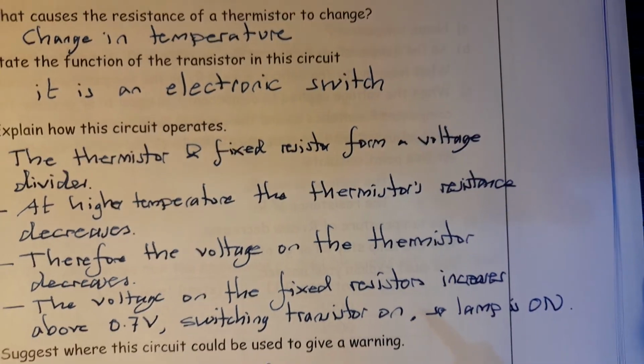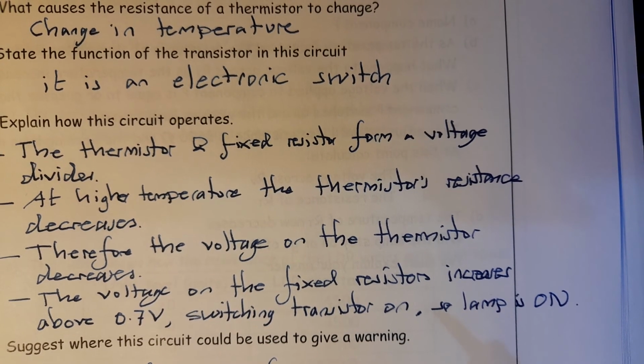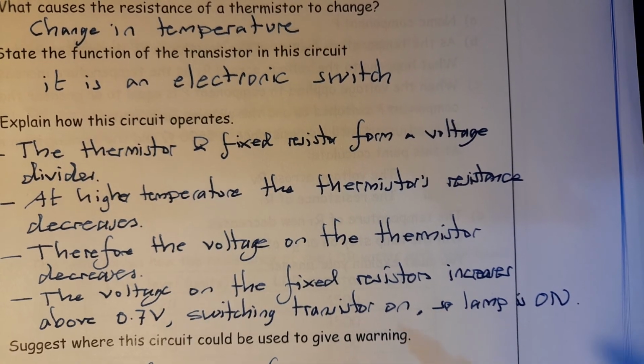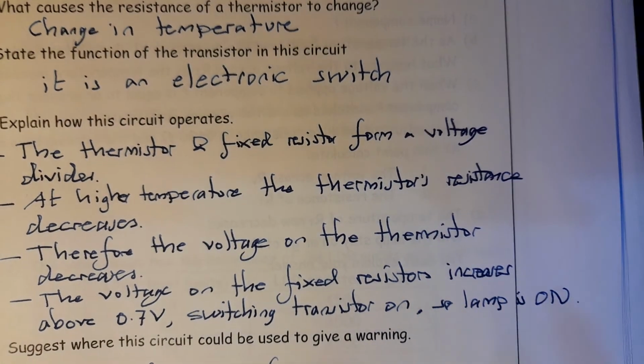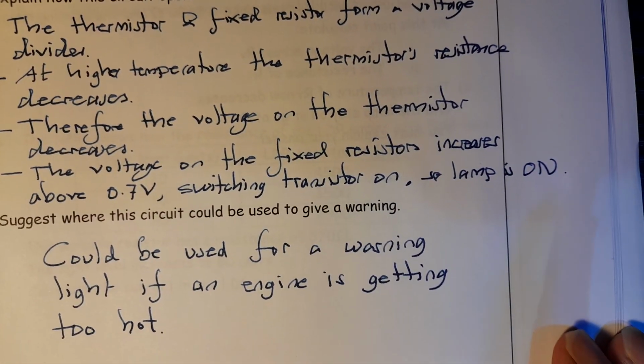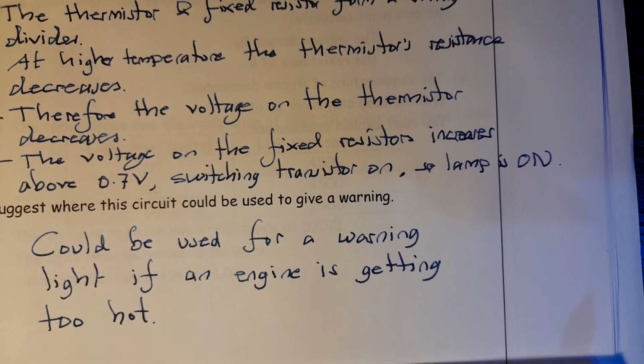The last part says, could you suggest where we could use this circuit to give a warning? So basically, anything where you've got a temperature rise that you don't want. So you could use it as a warning light if an engine was getting too hot.